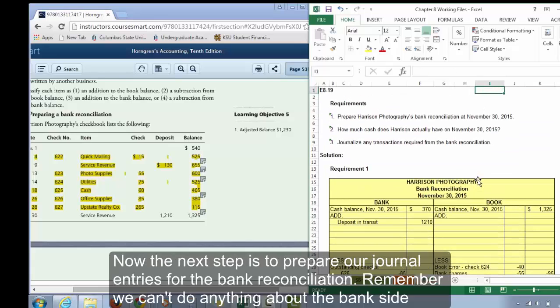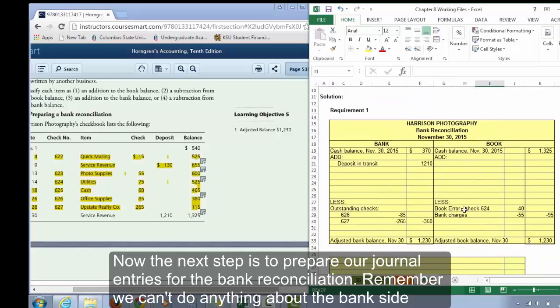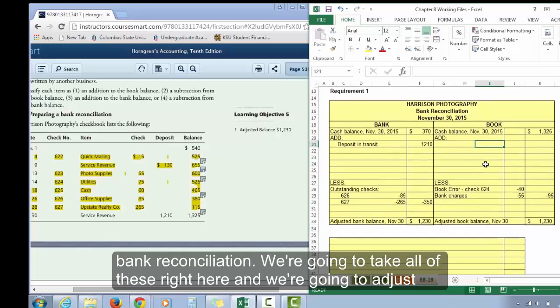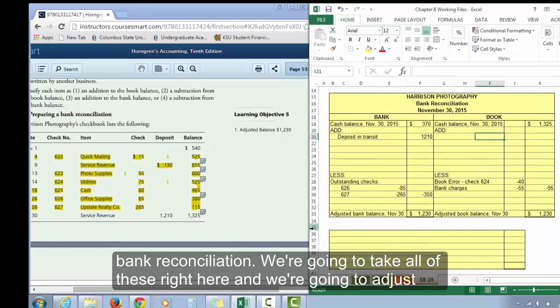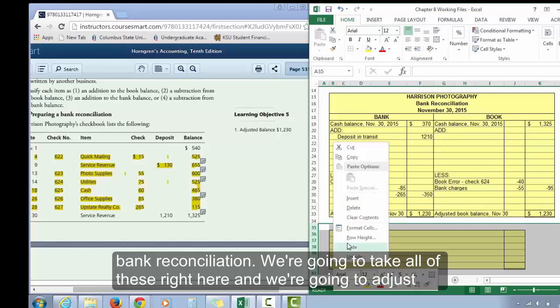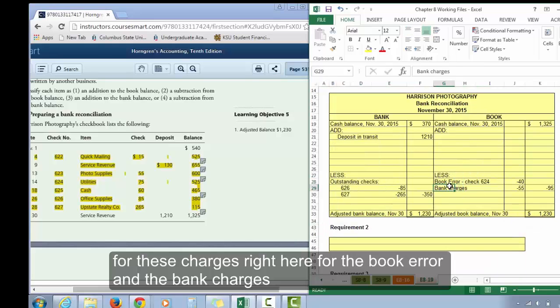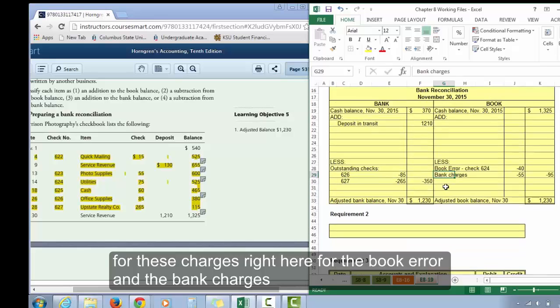All right, so now the next step is to prepare our journal entries for the bank reconciliation. Remember, we can't do anything about the bank side. The bank balance and the bank statement is what it is, but we're going to adjust for anything that we have listed on our book side of our bank reconciliation. Okay, so we're going to take all of these right here and we're going to adjust for these charges right here. So for the book error and the bank charges.